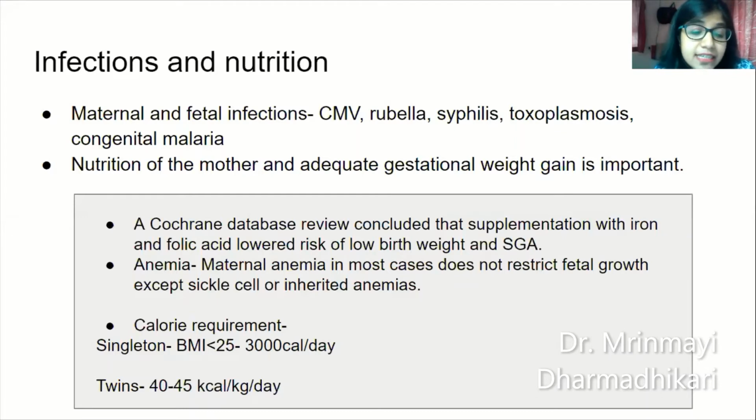Calorie requirement in singleton pregnancies where the pre-pregnancy BMI of the mother is less than 25: the daily requirement is 3000 calories per day. As the BMI increases, the caloric requirement decreases. And in twins, there is always augmented caloric requirement, so 40 to 45 kilocalories per kg per day is the daily requirement.